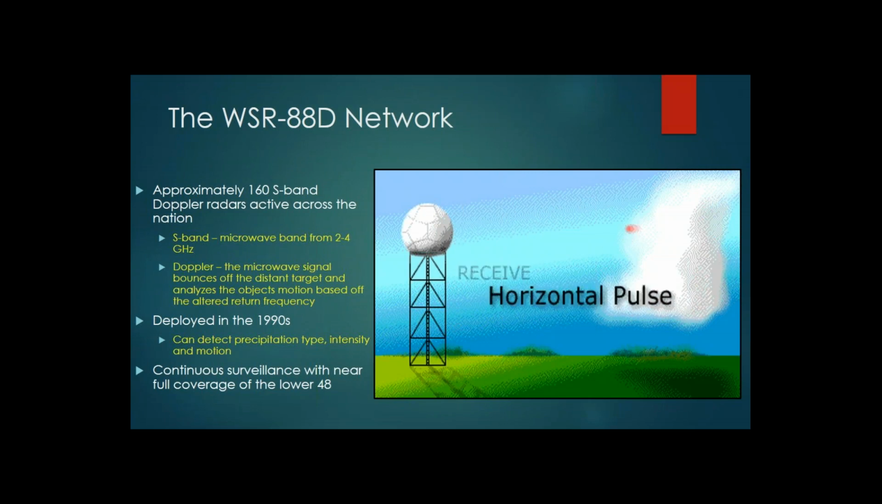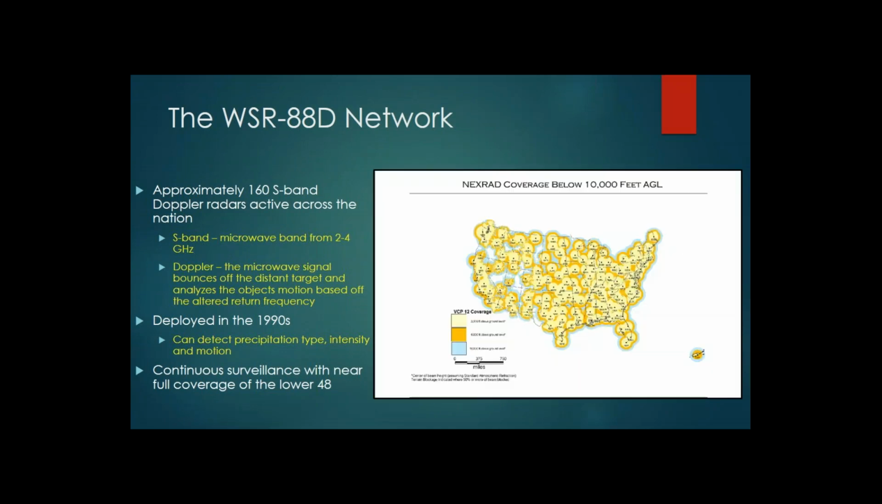The radars were deployed back in the 1990s. It's actually 1980s technology, been around for quite a while. And they can detect precipitation type, the intensity of the precipitation, and the motion of the precipitation. Continuous surveillance with near full coverage of the lower 48. And I have a few maps just to show you here.